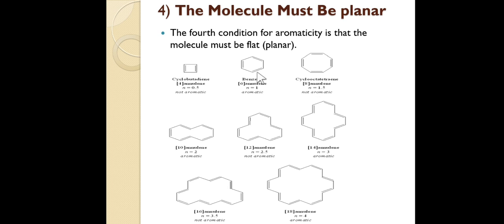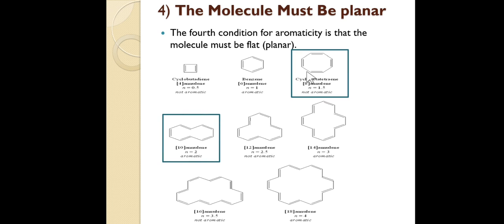So the 4 membered ring and 6 membered ring are planar. Again, this is an 8 membered ring, 10 membered ring. The 8 and 10 membered rings are not planar. That's why they are not aromatic. Even look at this 10 annulene. N is an integer, 2, but this is not planar. Okay, this is not planar. That's why it is not aromatic. This is a non-aromatic compound.